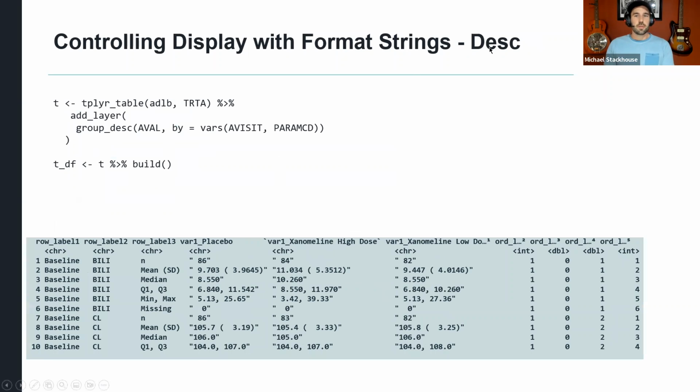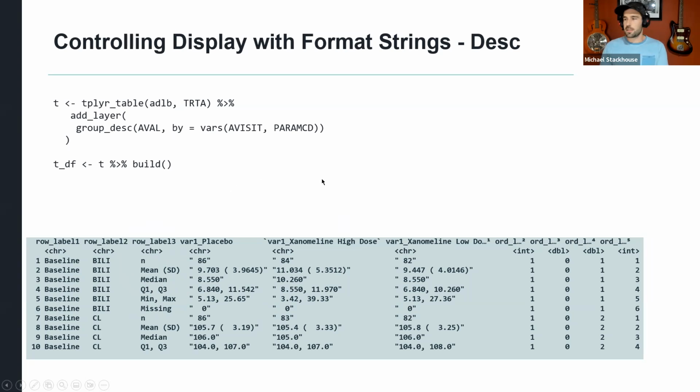When we get into descriptive statistics layers, we have a simple ADLB T-plier table here that's summarizing A eval by A visit and param code. You'll notice that by default, we have these statistics presented with N, mean and standard deviation on the same line, median, Q1, Q3 on the same line, min-max on the same line, missing.